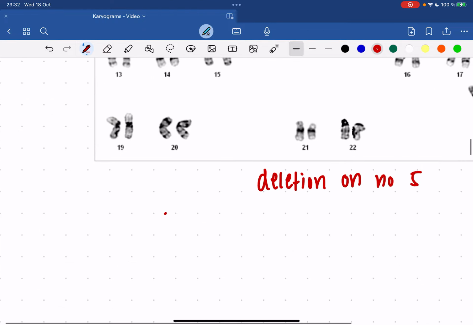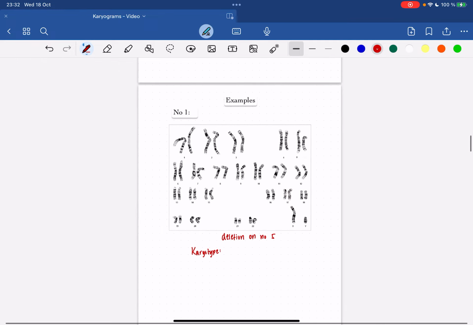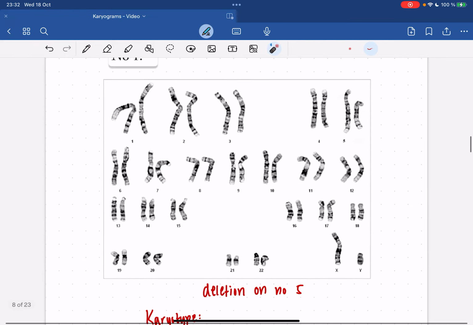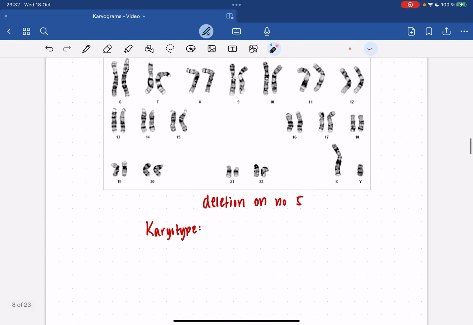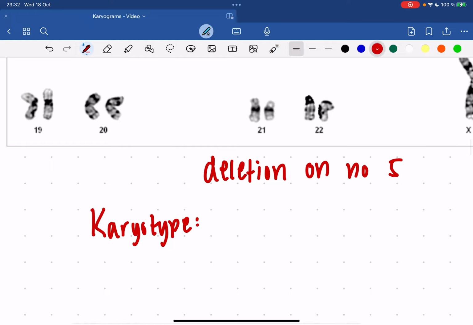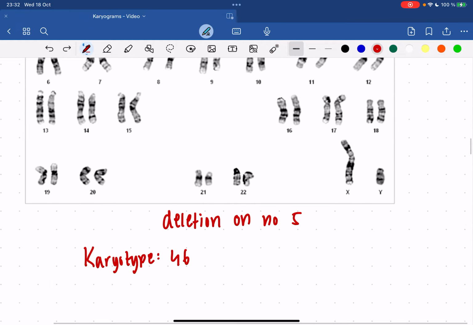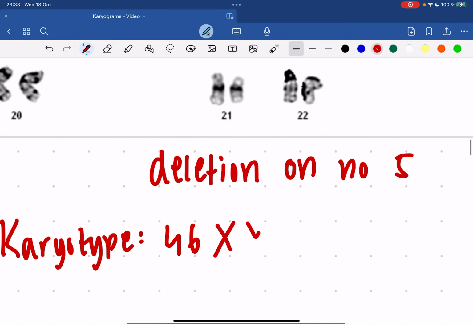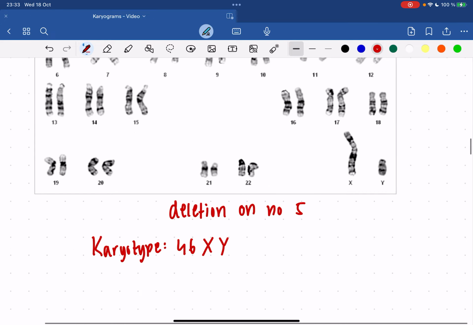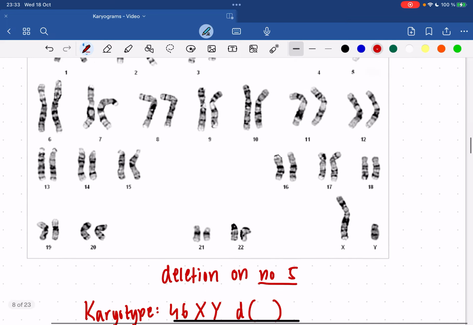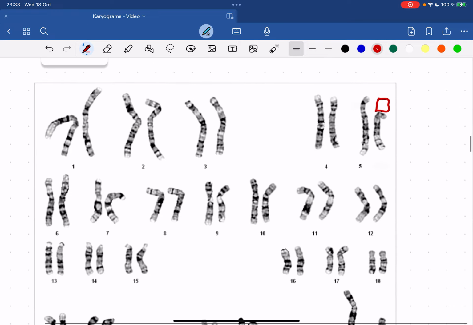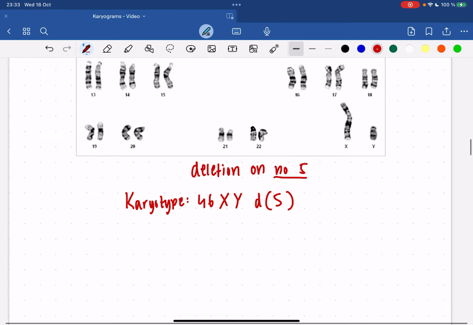And to write the karyotype of the person, karyotype, it would be what? How many chromosomes do you have for deletions? You always have 46. You can count it as well if you want to. 46. Now what is the sex? It has both an X and a Y. So we write it down, X and a Y. And then we write a D for deletion, and then parentheses, then the chromosome number where the deletion has occurred. So right here, that would be 5.